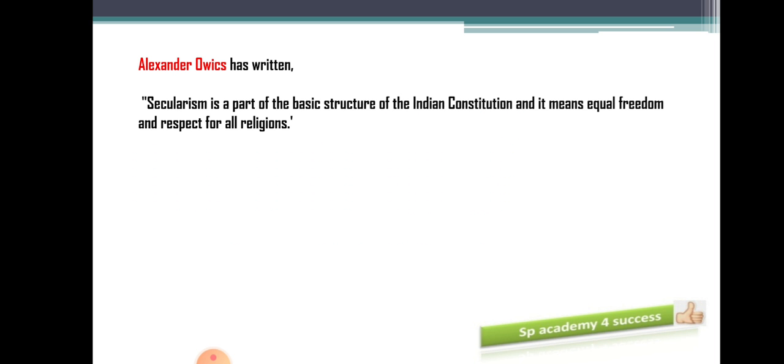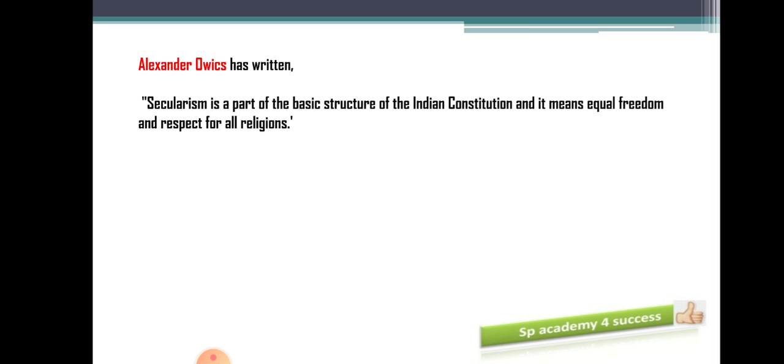Right. Moving on. The word secularism was defined by a person called Alexander Owick, a writer. He defined the word secularism as adopted in India. What he said is that secularism is a part of the basic structure of the Indian constitution, and it means freedom and respect for all religions. So these are the words that were said by Alexander Owick. I am just repeating: secularism is a part of the basic structure of the Indian constitution.